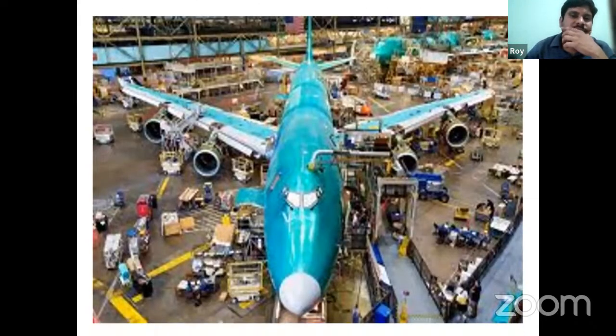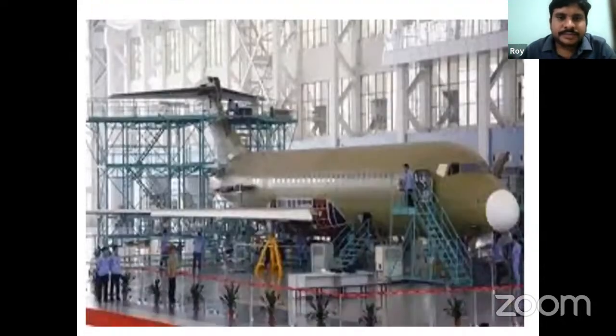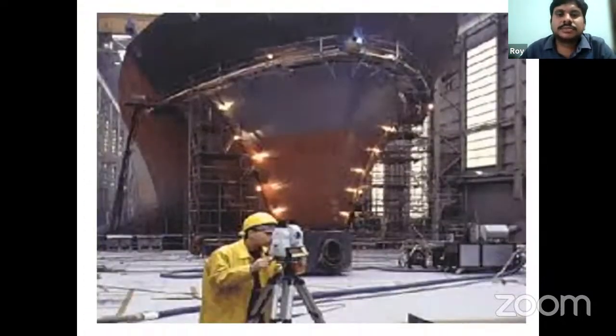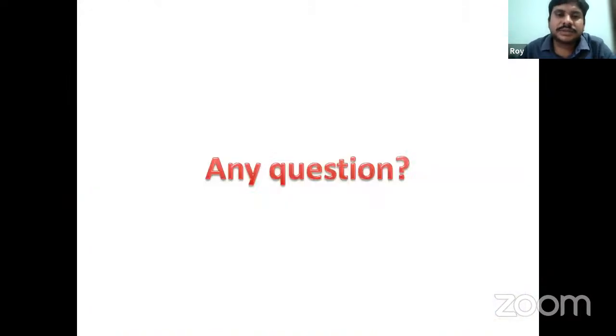We need to wait. See this, what is this image? Are you able to see the image on the screen? Airplane manufacturing. Yeah, they're manufacturing. See how many people and how many machines are working for one thing, right? This is the best example for mass and continuous production. This is the end of this part, right? This is about the types.